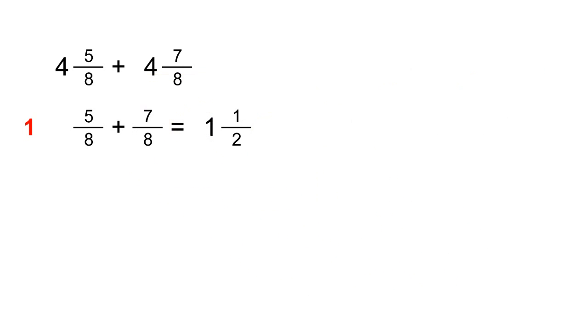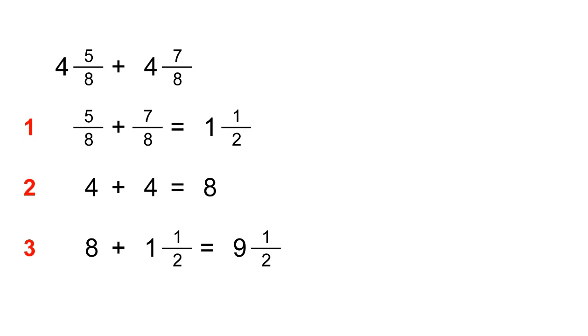Step 2, add the whole numbers. Step 3, put the answers together. And yes, it's in simplest form, so we're finished. Now you added a mixed number that gave you an improper fraction. Let's try one more.